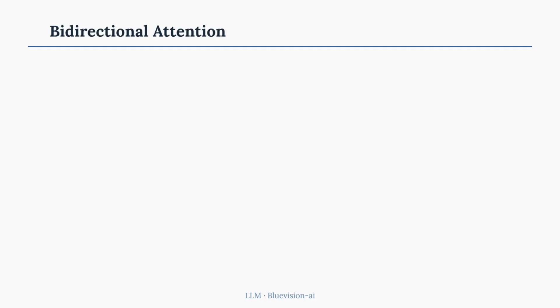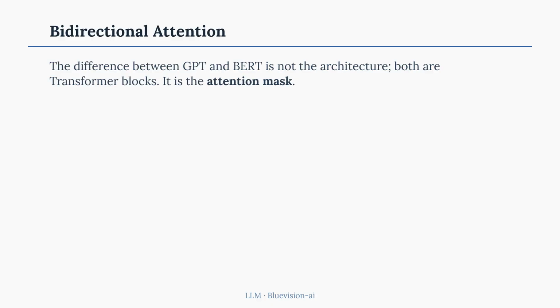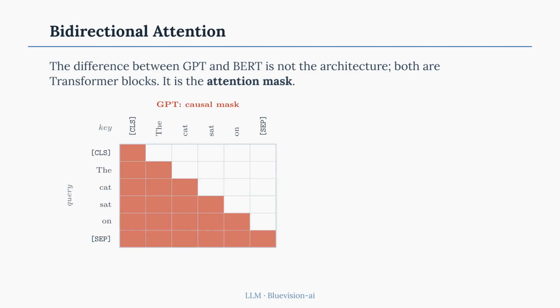So what actually changes between GPT and BERT inside the model? The difference isn't the architecture. Both are built from transformer blocks. The difference is the attention mask, and a mask is literally a matrix, so we can just look at it. Read this grid as the row is the query, the token doing the attending, and the column is the key, the token being attended to. A filled cell means that pair is allowed.